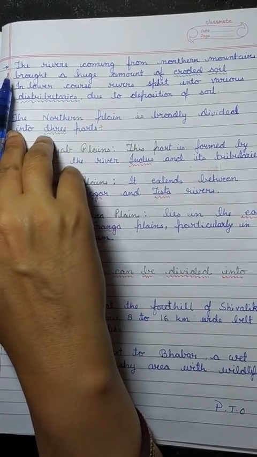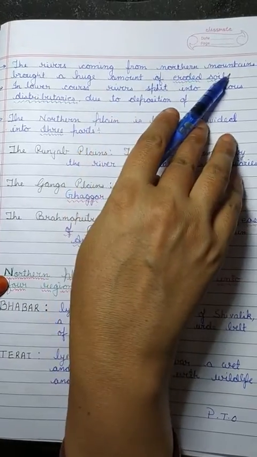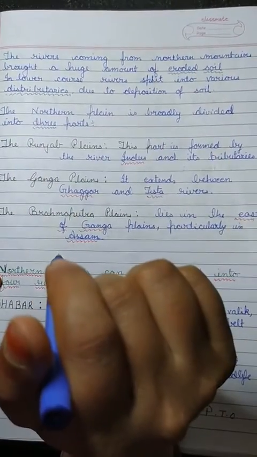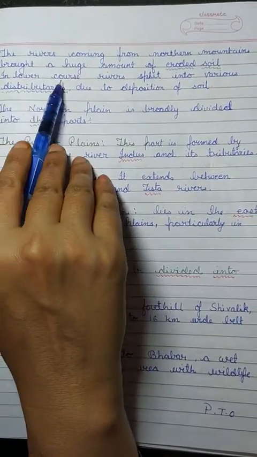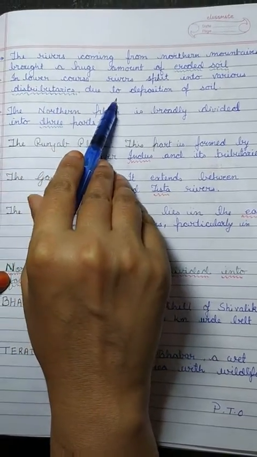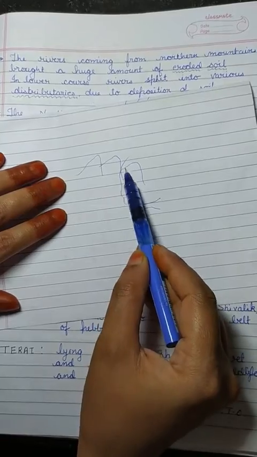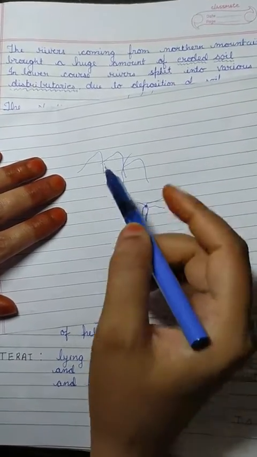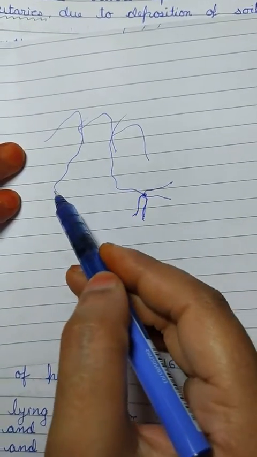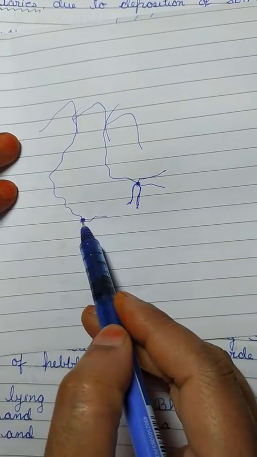This is Lecture-3 Part-2. The rivers coming from northern mountains brought a huge amount of eroded soil, due to which northern plains are formed. In lower course, rivers split into various distributaries due to deposition of soil. These are Himalayan mountains, and from Himalayan mountains, various rivers are flowing. But these rivers cannot flow to further direction because of deposition of soil.